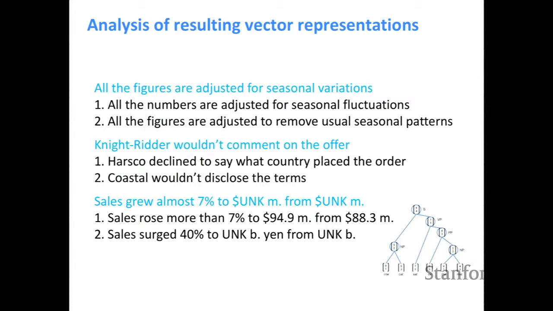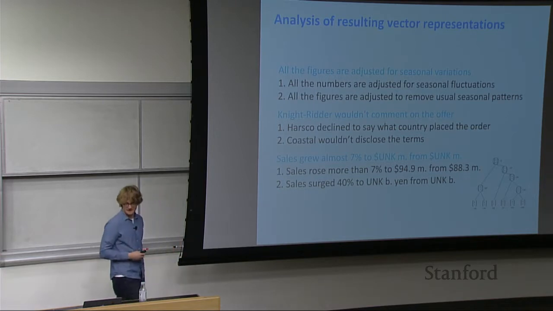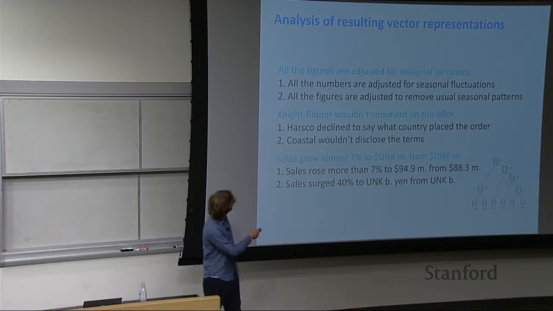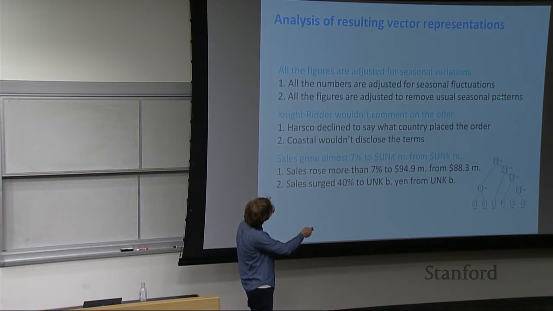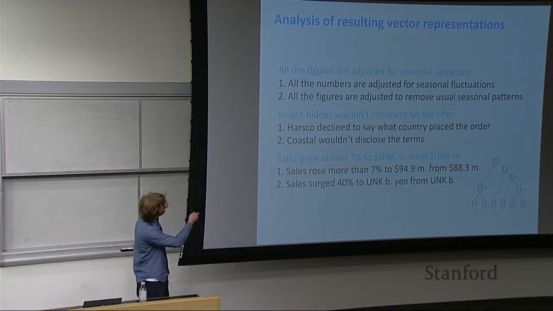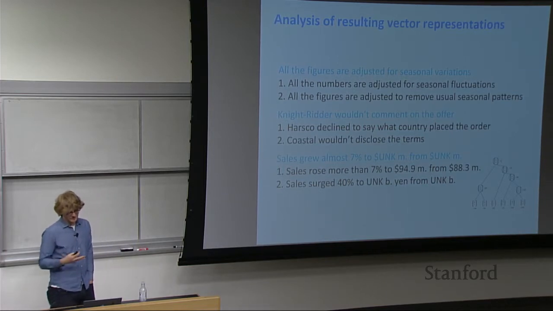So you'll see that in these examples. The next closest sentence in the corpus was, all the numbers are adjusted for seasonal fluctuations. It's actually very, very similar, right? You basically just replaced figures and numbers and fluctuations and variations. And the next one was, all the figures are adjusted to remove usual seasonal patterns. And that one is a little more interesting. If you were to just go from left to right, then removing usual seasonal patterns is not that similar to adjusted for seasonal variations, if you looked at the last couple of words that were important. But this one basically figured out that to adjust, to remove usual seasonal patterns is similar to just adjusting for seasonal variations.